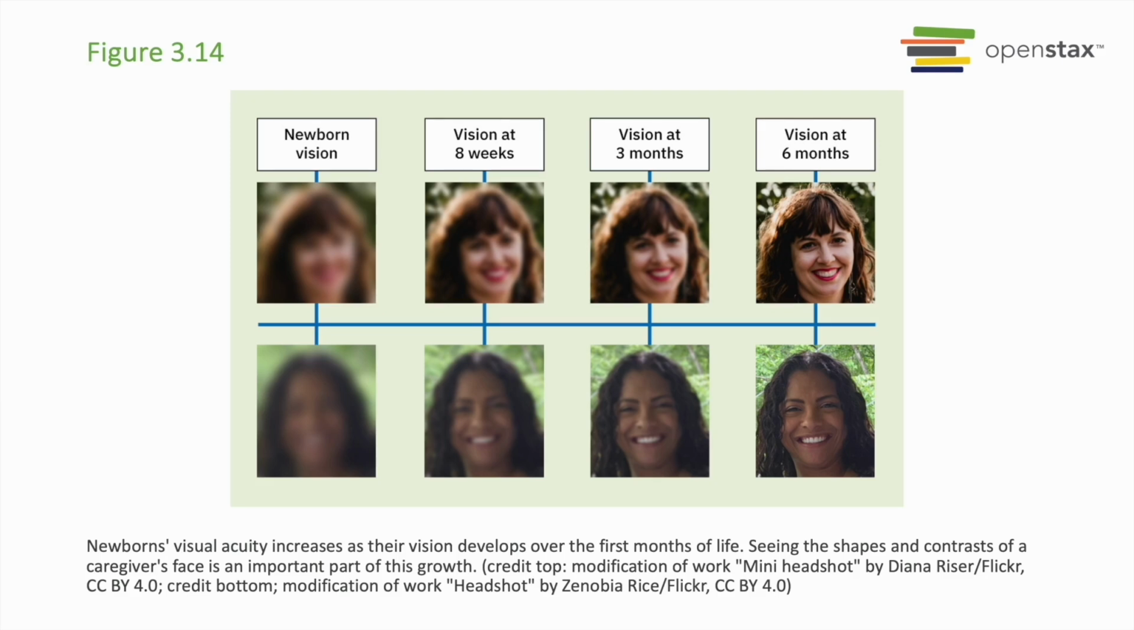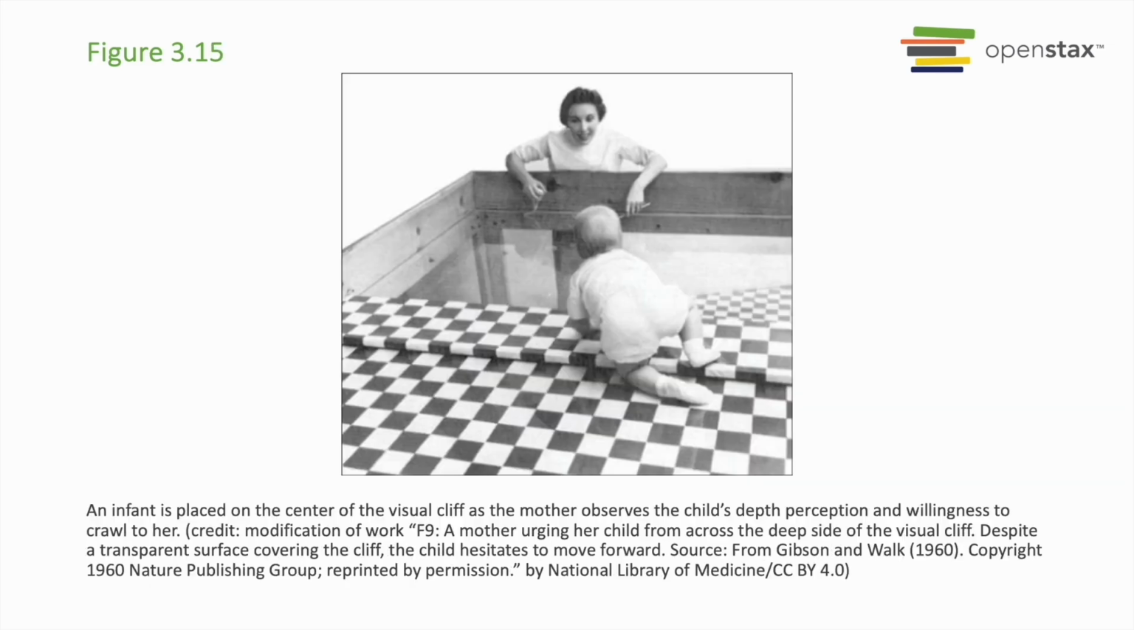Seeing the shapes and contrasts of a caregiver's face is an important part of growth. You can see the newborn vision, and then the vision at 8 weeks as an example, vision at 3 months, and then vision at 6 months. Figure 3.15. An infant is placed on the center of the visual cliff as the mother observes the child's depth perception and willingness to crawl to her.